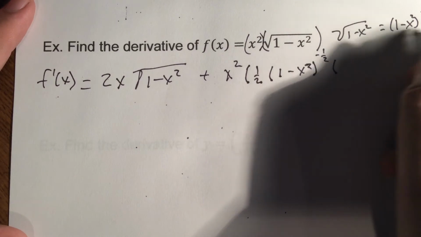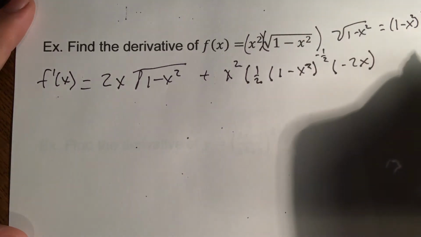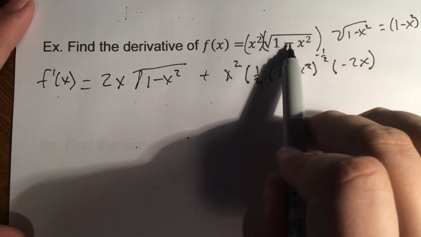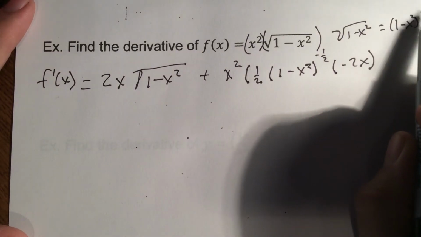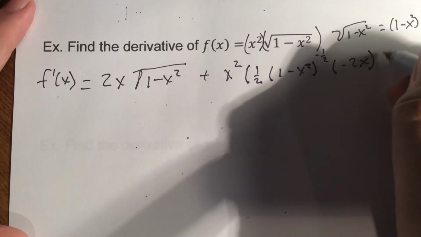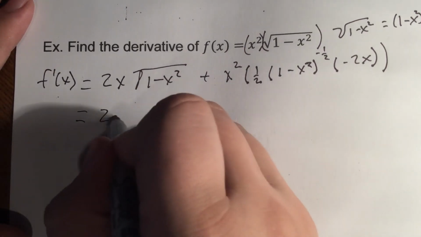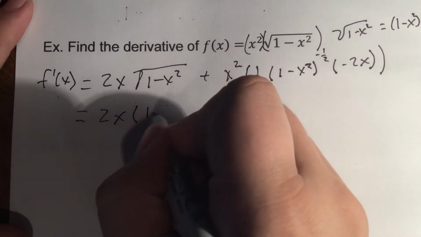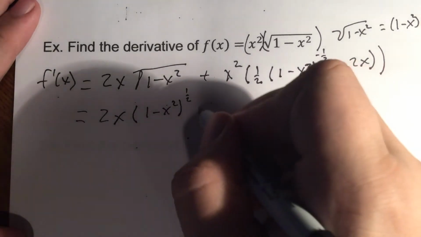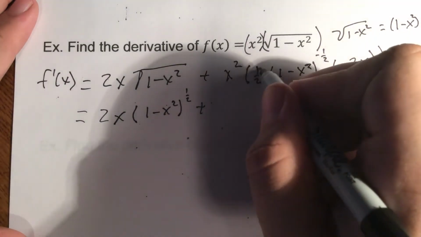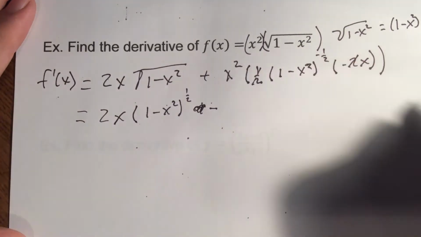Derivative of 1 would be 0. Derivative of x squared would be a minus 2x. And that's our second, or derivative of the second part. So the 1 half down, subtract 1, make negative half, derivative of the inside. So simplifying this here, we have 2x. I'm going to rewrite this as 1 minus x squared to the 1 half for right now. Plus, so our 1 half and our negative 2 can cancel, and we can change this to a minus then.